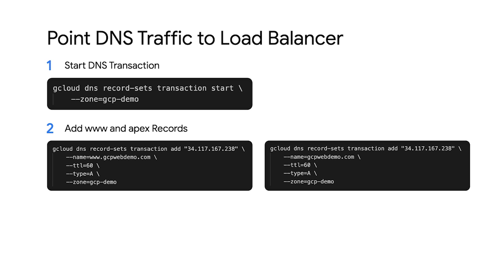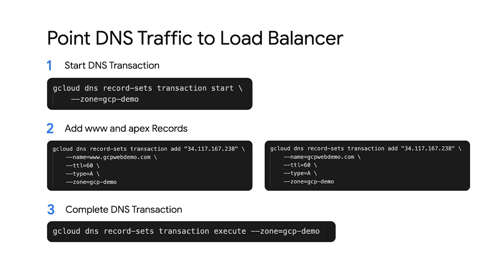For this demonstration, we will be adding a www record and an apex record, pointing to the static IP address we configured earlier. Now that we have added the records, we can complete our transaction. Once the transaction completes, the change then propagates to our edge, and traffic will be routable for the www and apex domains. We have completed the setup for our demo.